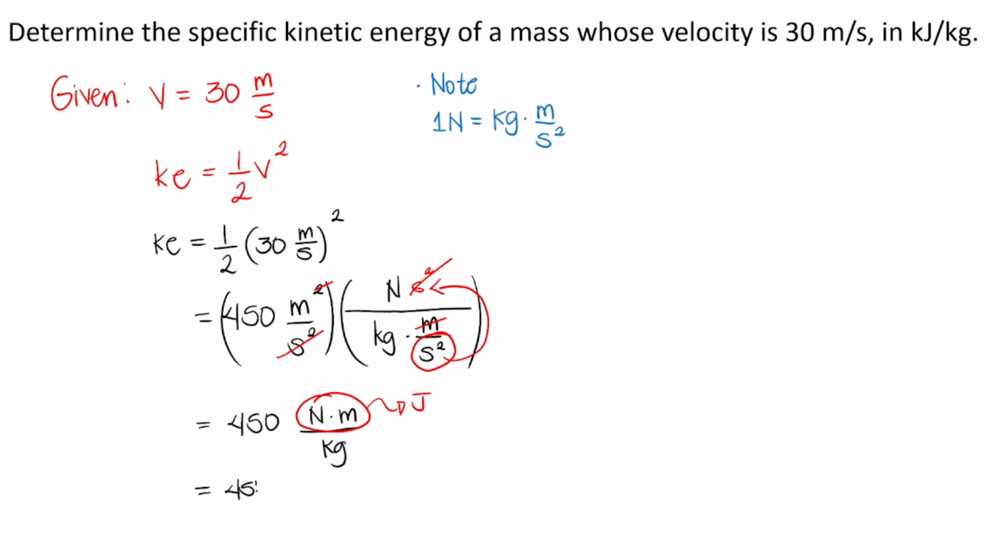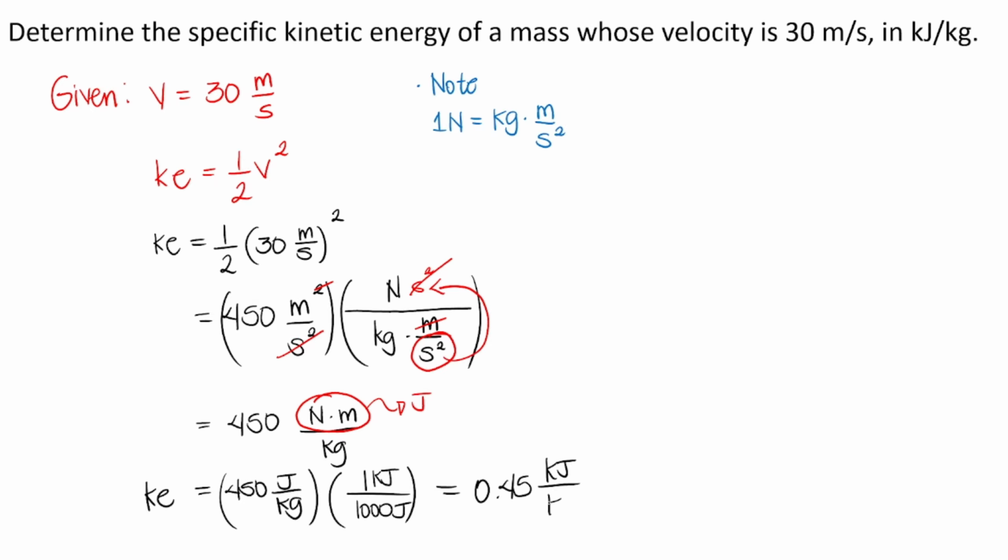So we have here 450 joules per kilogram. But it is required na gawin natin siyang kilojoules. So, simply, we will divide it by 1,000 kasi 1 kilojoule is equal to 1,000 joules. It's just because of the prefix kilo kasi kilo is 10 raised to 3. So, pressing that into your calculator, our specific internal kinetic energy for this particular problem is 0.45 kilojoules per kilogram. This is the final answer for this problem.